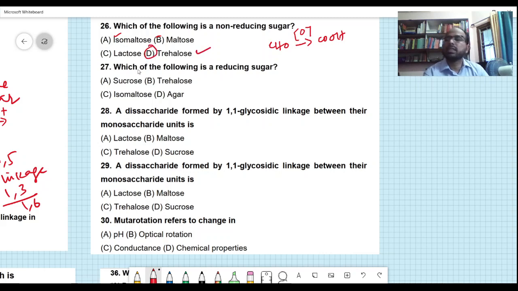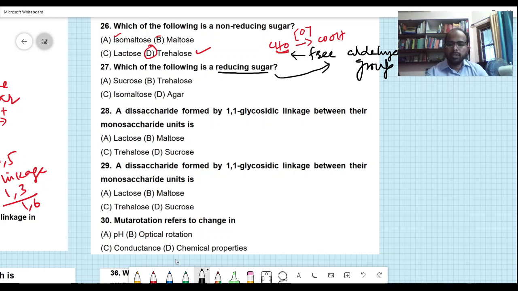Most sugars have a free aldehyde group. Therefore, whenever you have a free aldehyde group, it is considered a reducing sugar. So if you don't find one, you can directly go to the answer that it is there. So trehalose, the answer should be here. I think I should say, trehalose is also there. That is the right answer there.